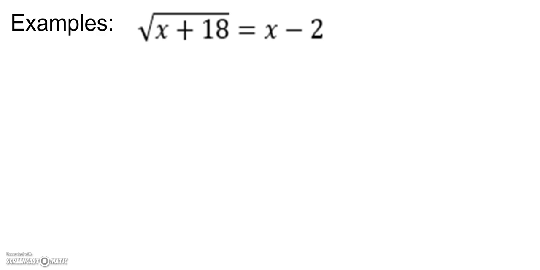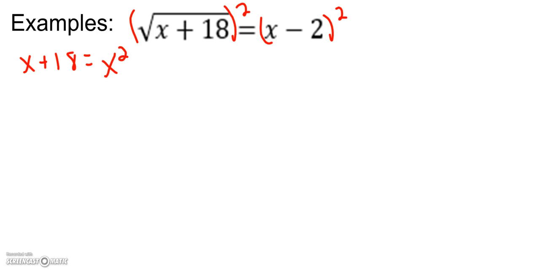Alright, our last example. So we have the square root of x plus 18 equals x minus 2. So just like the last one, we can go ahead and square both sides. So you get x plus 18. Then use your binomial squared as we just did. So x times x is x squared. X times negative 2 is negative 2x, times 2 is negative 4x. Then negative 2 times negative 2 is positive 4.